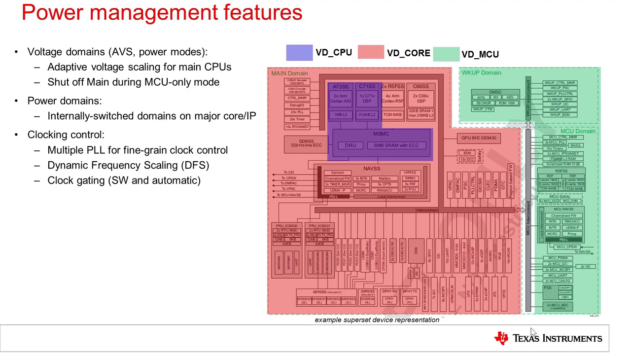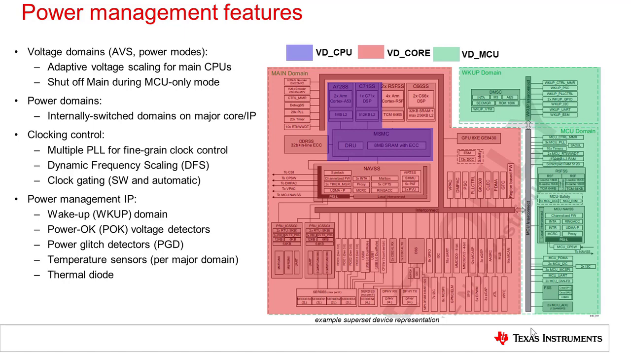Fine-grained clock control, dynamic frequency scaling, and dynamic clock gating all facilitate reduction of active power while maintaining required system performance. Multiple voltage and thermal sensors distributed across the device allow for monitoring of the SoC power systems to throttle system performance dynamically as needed to stay within the system power envelope.